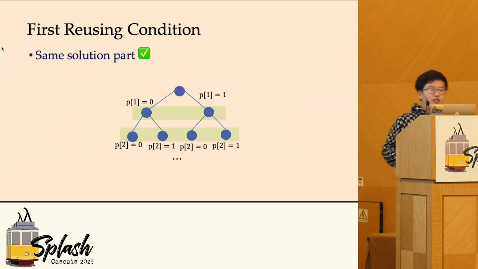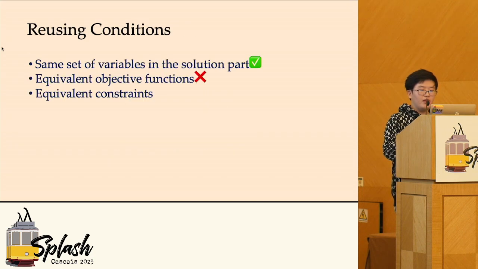Let's check the first condition. It can be satisfied by many pairs of subproblems. We can see that as long as two subproblems are at the same level of the search tree, this condition can be satisfied. They will have the same solution part. However, the second condition is rarely satisfied, and let's see why.